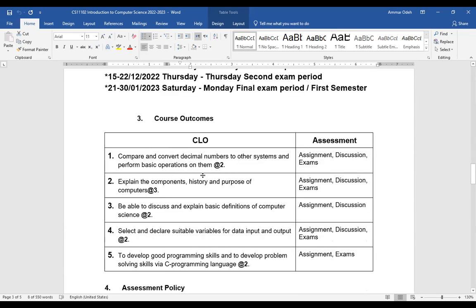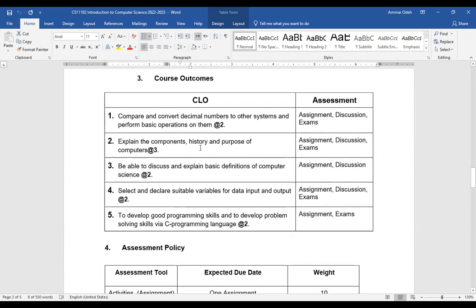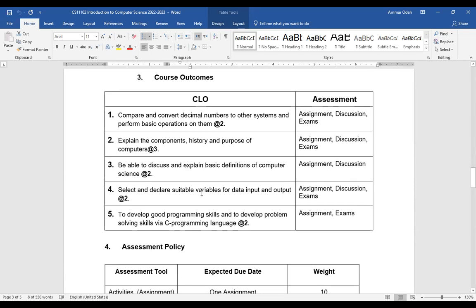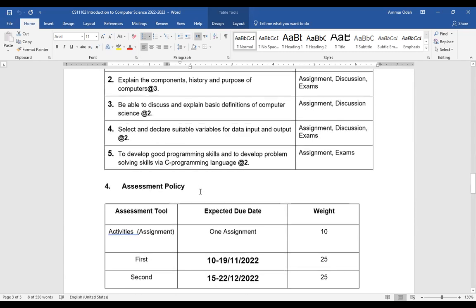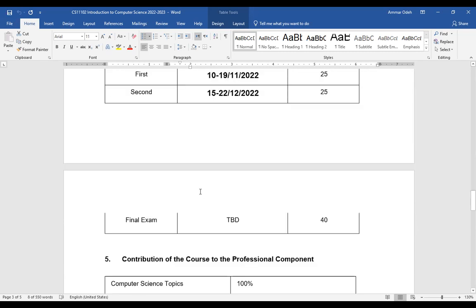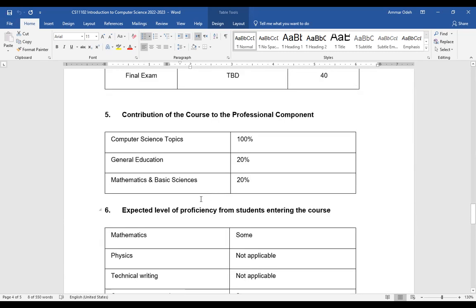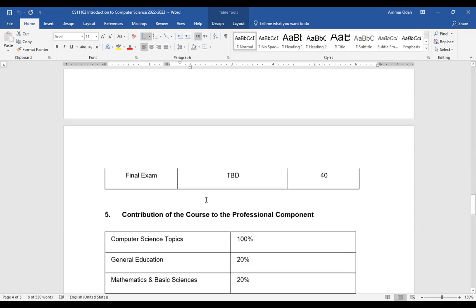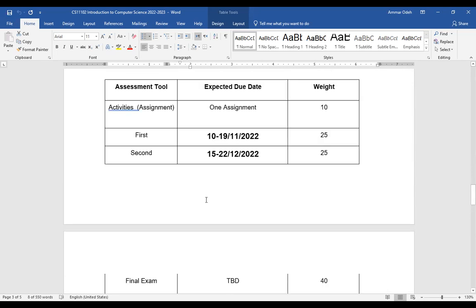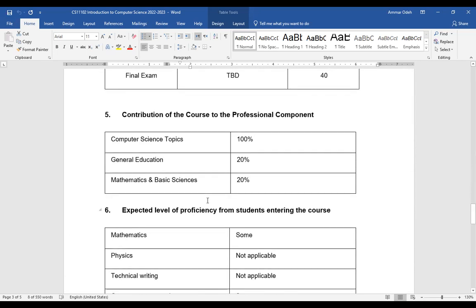This is our CLOs for this course, and all the CLOs are related to the ABET accreditation. We're going to have some kind of assignments, quizzes, and also exams. Okay. And this is the evaluation process for the students. We're going to talk about the activities, first and second, and the final exam.